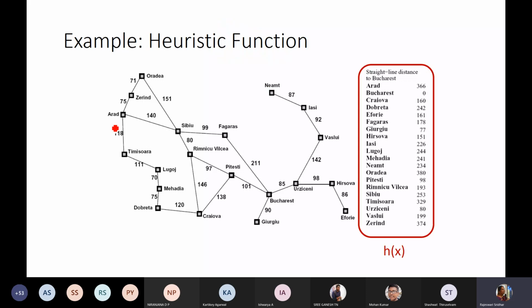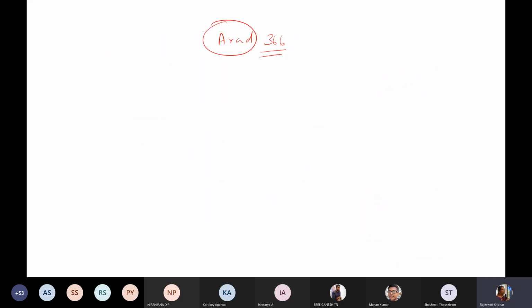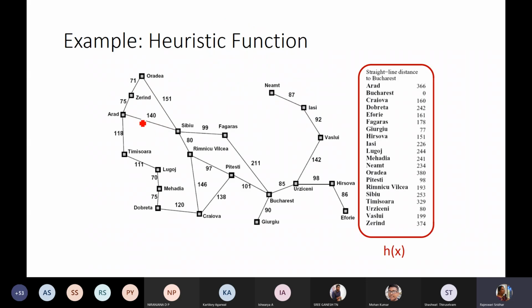Now Arad's neighbors are Zerind, Sibiu and Timisoara. I will just mark these: Sibiu, Timisoara and Zerind. These are the three cities adjacent to Arad. Now, in the earlier scenario, you looked at the smallest distance here and then proceeded. In this heuristic based scenario, you will not consider that. Rather, you will look at Zerind's straight line distance to Bucharest. This is what we talked about as informed search, that is, the goal is always kept in mind. Then Zerind's distance to Bucharest.